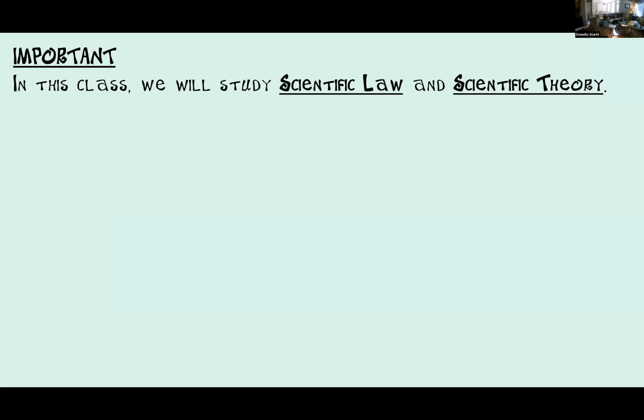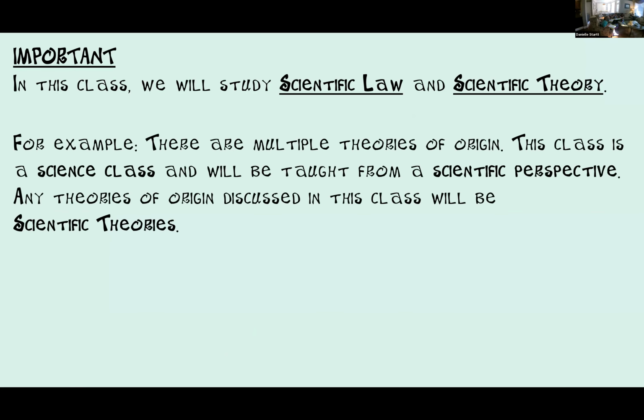And scientific theory. So we're going to study both. All right, now here's the thing to remember. There are multiple theories about things, and they aren't all scientific theories. So the best one is the origin theory. Science has an origin theory. Most religions have an origin theory. A lot of cultures have other origin theories.